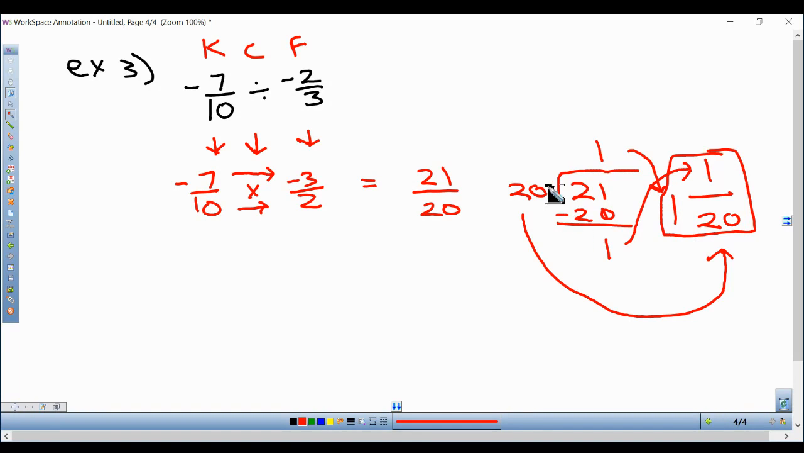1 and 1/20. This is going to be the end of division and multiplication of positive and negative fractions.